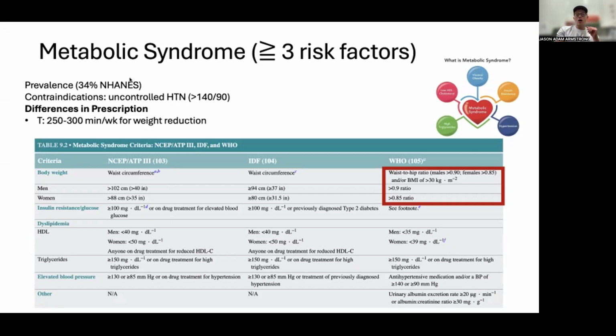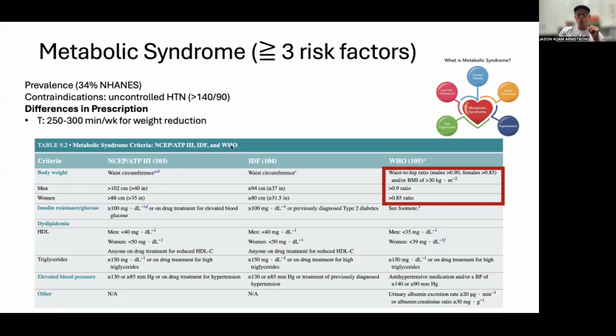Okay. According to NHANES, the prevalence of metabolic syndrome across the US population is about 34%. The only contraindication to exercise would be specific to hypertension, right? Greater than 140/90. I will say, though, if you go back to the diabetes section, right, if you had a blood sugar level below 90, for example, that would also be a contraindication here.